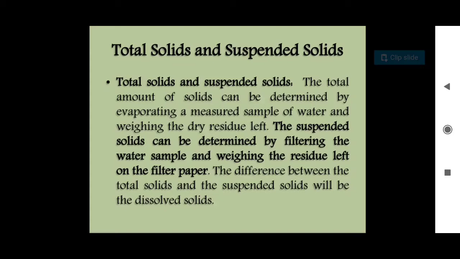Then we measure the total solids along with the petri dish and subtract the weight of the petri dish to find the total amount of solids, right? So these solids are total solids. What I am trying to explain is that total solids are those solids which are present in a particular amount of water, which include the suspended solids as well as the dissolved solids, right?